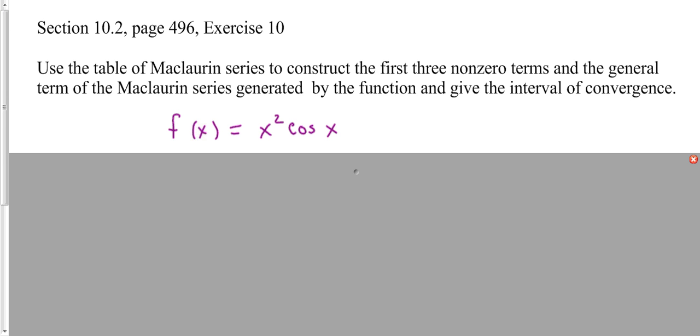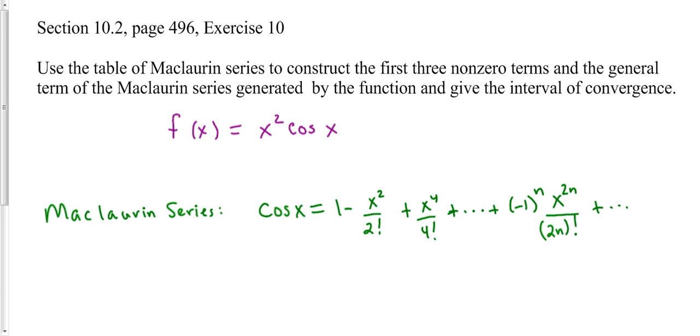Now remember that you have this wonderful table that has a whole bunch of common functions, and that you can take all those functions and you can add them together or subtract them. You can multiply through by things. So it might be a good first step to look at what the Maclaurin series is for cosine x. And so I've written that down here.